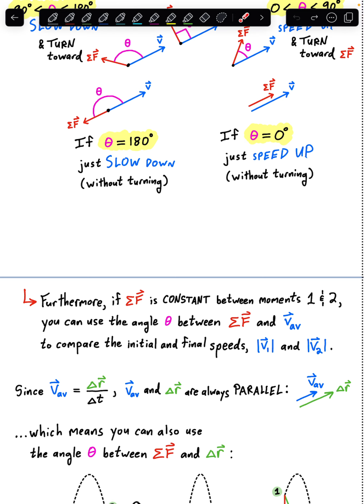Furthermore, looking between 2 different moments in time as an object moves along a path, if the net force on the object happens to be constant between those 2 moments, you can then use the angle between net force and average velocity to compare the initial and final speeds, v1 and v2. And now, since average velocity is defined as displacement vector over time, then average velocity and displacement are always parallel vectors. So we can compare the angle between net force and displacement to get that same information.